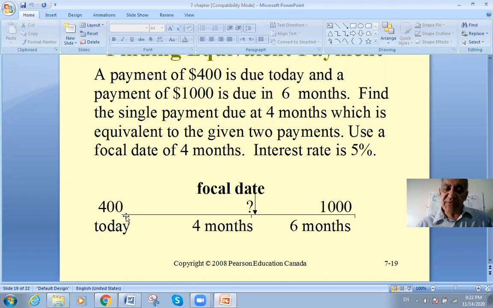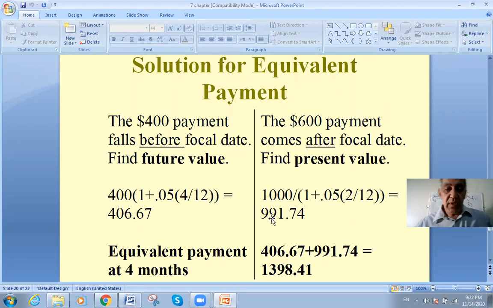So now, this $400 today and $1,000 after 6 months, I want to see how they will be after 4 months. And the interest rate is 5%. Look at this. The focal date is in between two maturity dates. The focal date is in the middle now. So here we go.